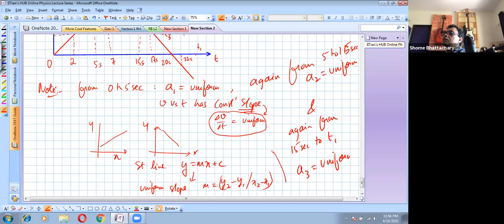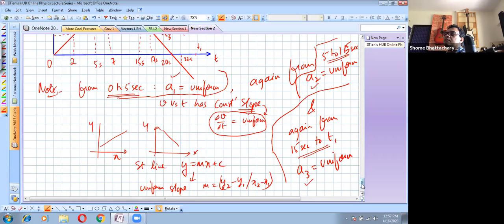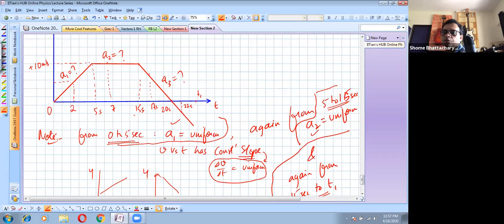So I'm not worried about T1 to T2 yet, but these three parts of the journey have constant slope or uniform acceleration. 0 to 5 seconds में कुछ uniform acceleration है A1, then 5 to 15 में कुछ uniform acceleration है A2, and 15 से लेके whatever that time T1 is, there's some different uniform acceleration A3. So that is the information that my graph is also showing.